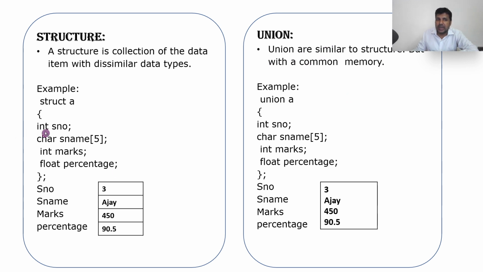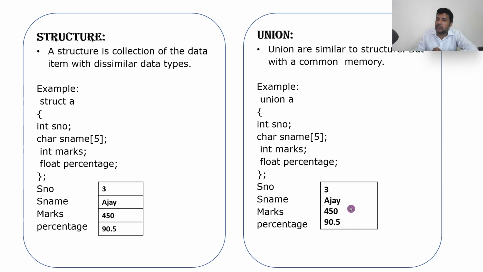You can see here I have taken int serial number, char sname, int marks, float percentage. Now in structure A we have three different data types. For example you can also use some grade, char grade or something. The same I have taken in the union. So what is the difference? Here we have a structure, here we have union. But when you are storing in the memory, let us assume I have taken a serial number as 3, name as Ajay, marks as 450, percentage as 90.5. Same here. But what's the difference? Here in the structure it has separate memory, but when it comes to union it has common memory.